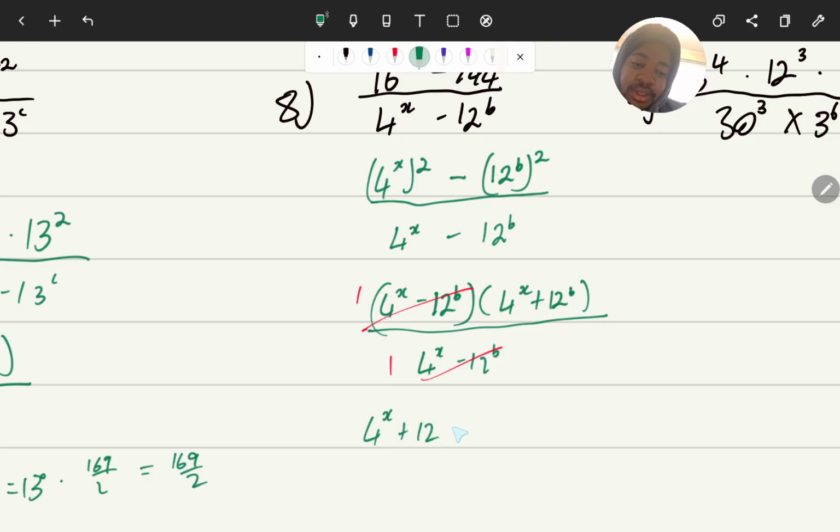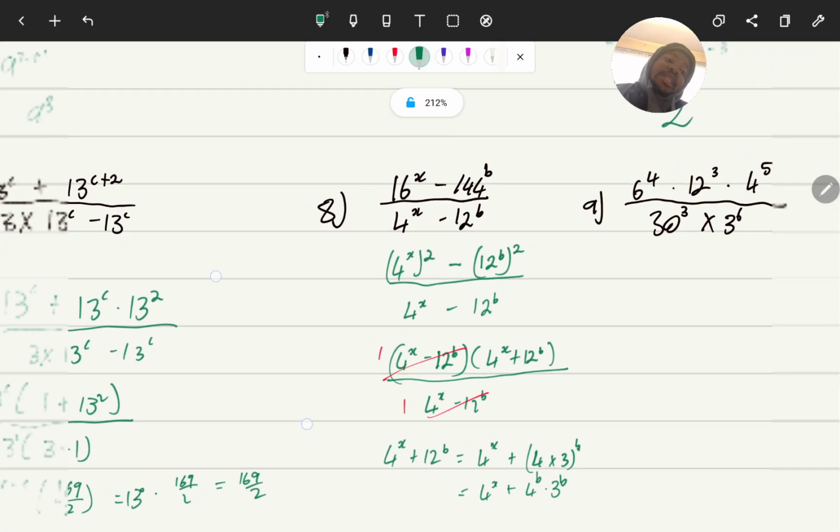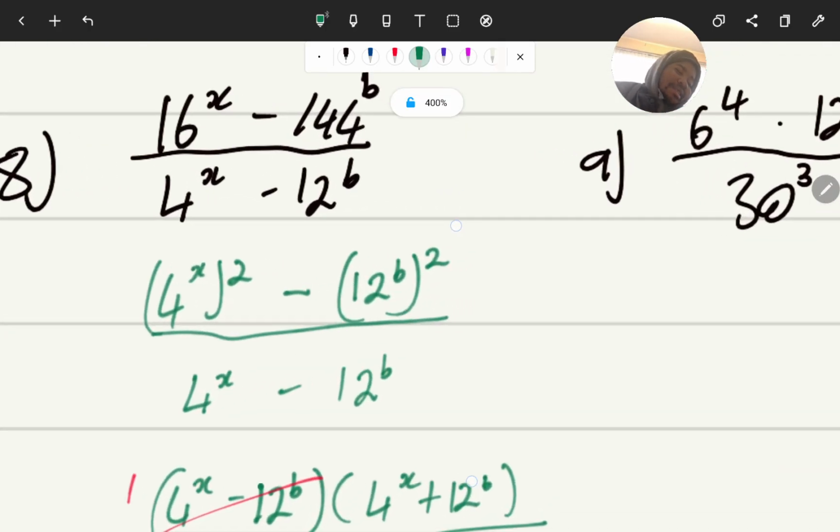If you want to be very mysterious, you could say this. You could say you have, okay, let me start, 4 to the x plus 4 times 3b, and then 4 to the x plus 4 to the power of b, multiply by 3 to the power of b. If you want to be mysterious, yeah, it's scary.